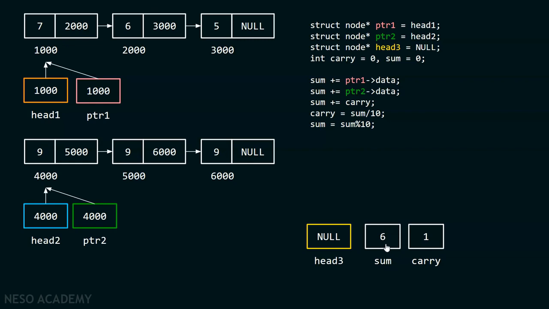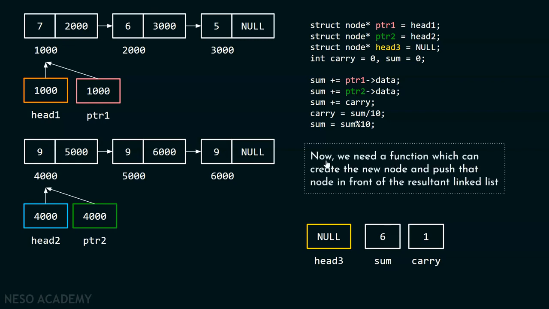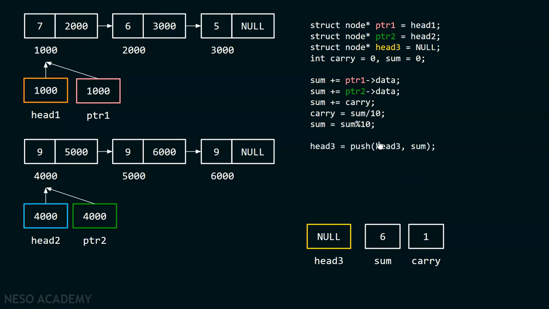Now we can store this value in the new node. Now we need a function which can create the new node and push that node in front of the resultant linked list. I want that node to be pushed at the front of the resultant linked list, and this is important. For this purpose, I will create this function push, and to this function I'm simply passing head 3 and sum. Obviously, head 3 is null at this moment and sum is equal to 6.